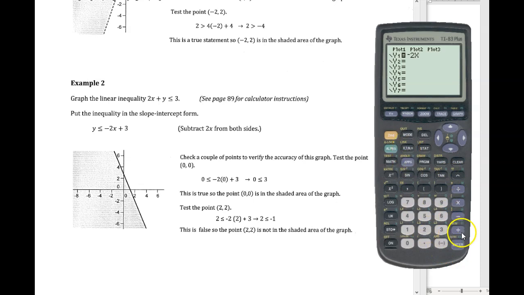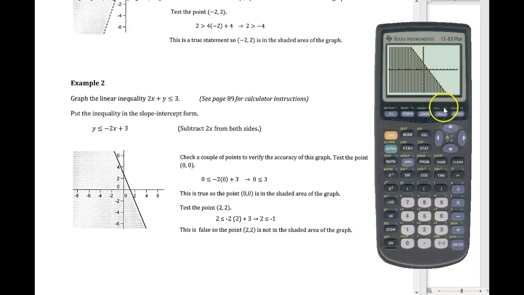2x plus 3. Now we need to tell the calculator how we want to shade. It's y is less than or equal to, so we go over here to the left and press enter until we show the bottom part shaded. There we go. And now we're ready to select graph.